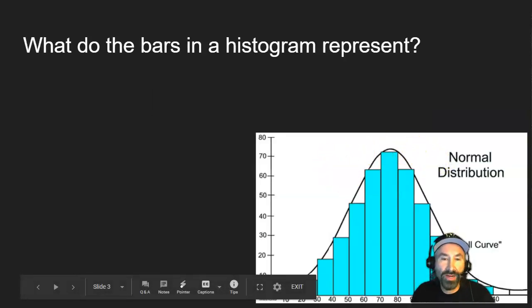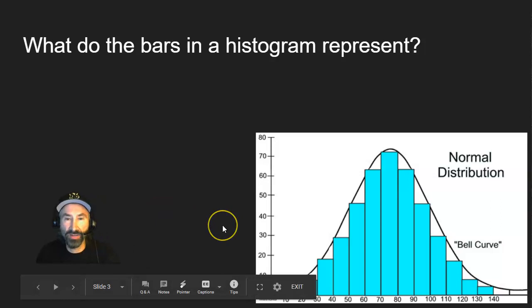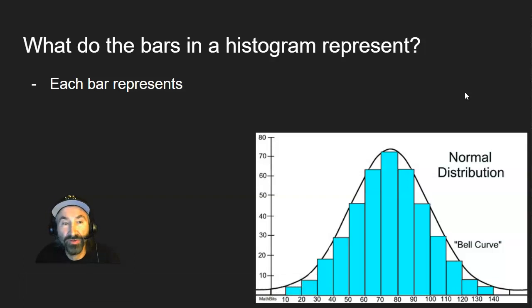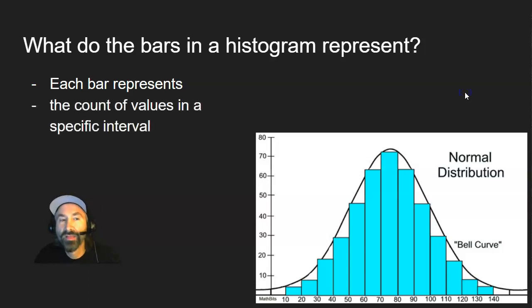So what do the bars in a histogram represent? It probably would be a good time for a reminder, because if you don't understand what the bars in a histogram represent, then it'll be tricky for you to figure out what the normal curve represents. So each bar in a histogram represents the count of values in a specific interval.